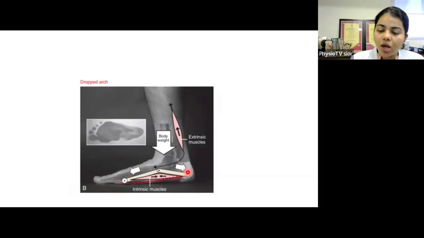So what is going to happen? All my extrinsic and intrinsic muscles will get active, and they are going to provide the secondary source of support to the arch. And the active forces from the intrinsic and extrinsic muscles, which are required to compensate right now because my plantar fascia is not working, are going to result in increased muscular activity, which will contribute to fatigue and various overuse syndromes in these people.